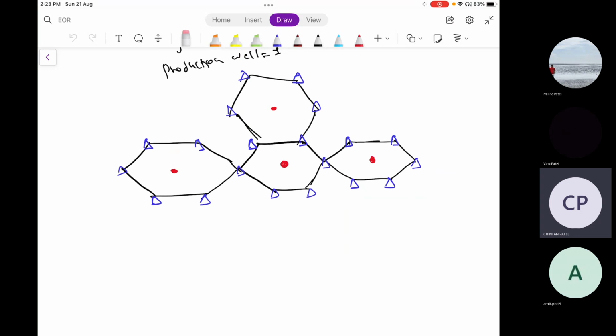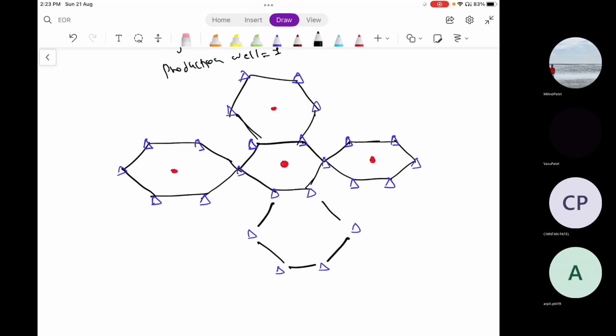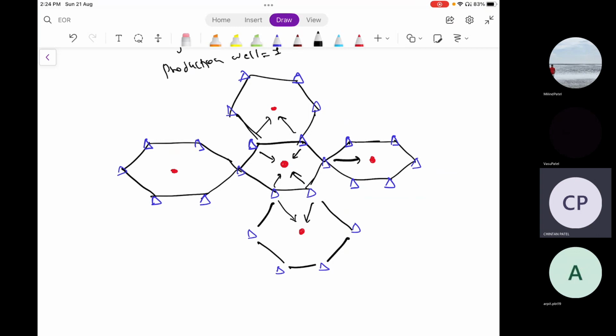Let me draw a little bit more clear. Let me expand this pattern at the bottom as well. Yeah, this is well sufficient, I think. So what's happening here? This fluid is giving to this, as well as this is providing to this, this is providing to this, and this is again providing to this. One more pattern will be there. I think this is providing to this itself, and one production well.